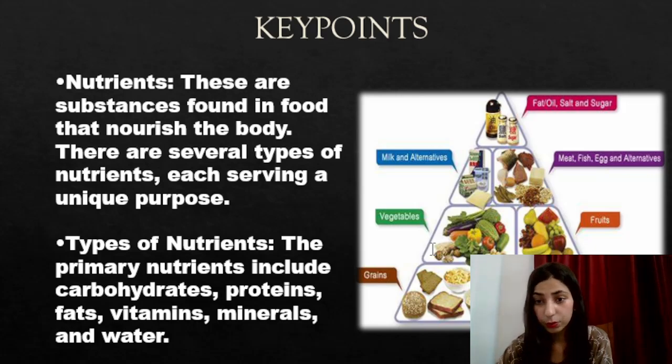Then further when you go upwards, you have vegetables, fruits, meats, fish, egg alternatives, milk alternatives, and then at the top you can see fat, oil and sugar. So you need them in sparing amounts, not in a good quantity. You just need fat and oil in less quantity, but still you need it.